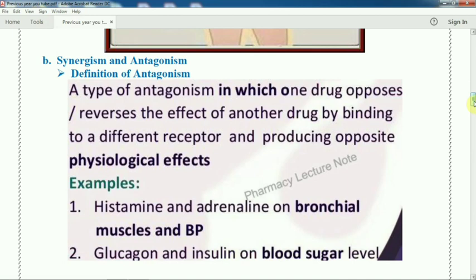So antagonism is a type of interaction in which one drug opposes or reverses the effect of another drug by binding with a different receptor, like one is an alpha receptor, another a beta receptor. They bind at different receptors but produce opposite physiological effects, or the pharmacological action is different, and they also bind at different receptors, which is called antagonism.